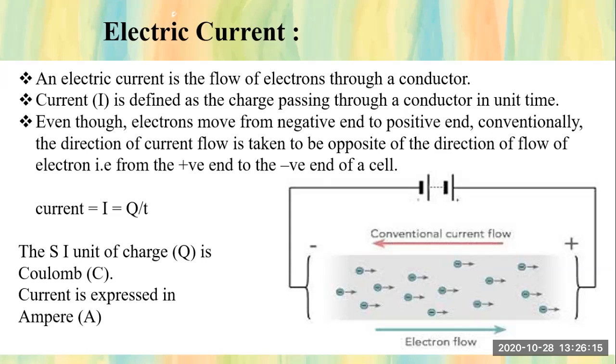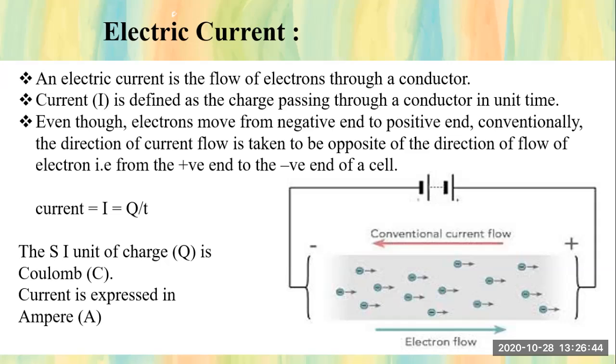Now see, I will explain the figure after we finish the above points. Okay, just first concentrate on the above point, then we will discuss the figure which is shown. Now see, current I is defined as the charge passing through a conductor in unit time. Now, how do we define a current? Potential difference we have learned.